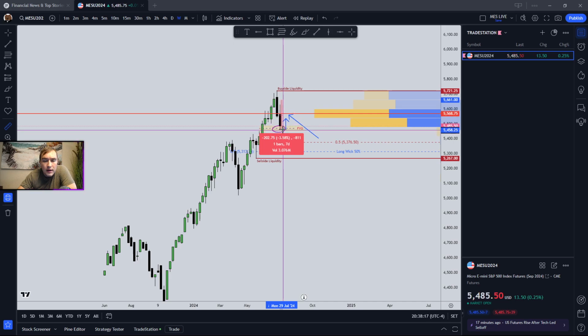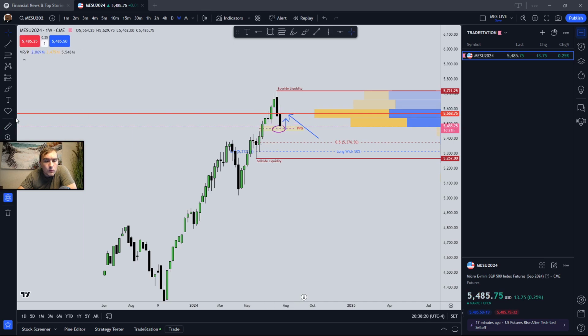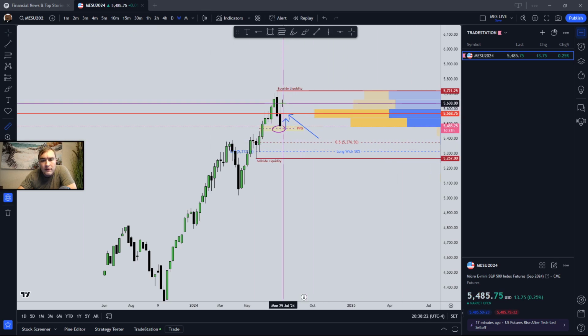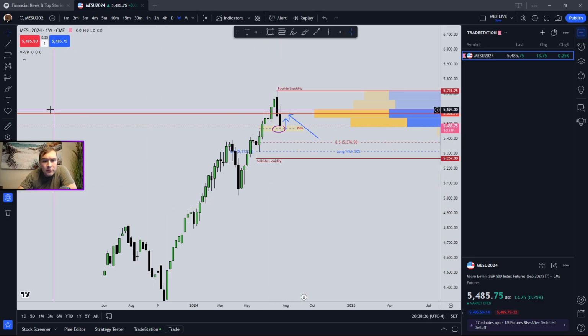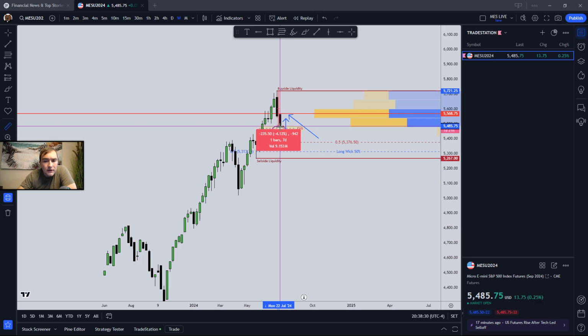Our total range. Let's bring up the measuring tool and let's see what our total range is. 167, almost 3%, guys. Let's see where we're off from our high. So we are currently sitting down 4.12% or 235 ES points off of our high.